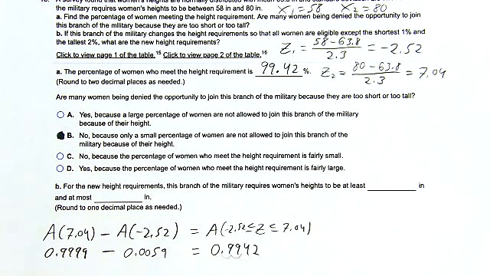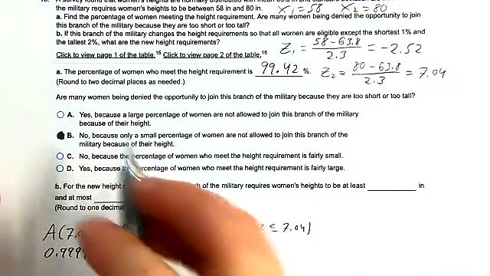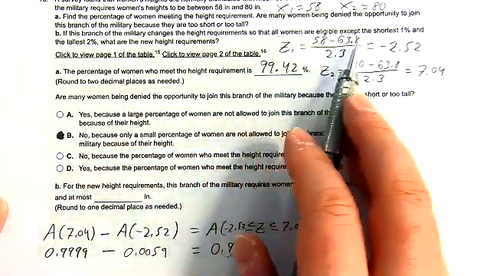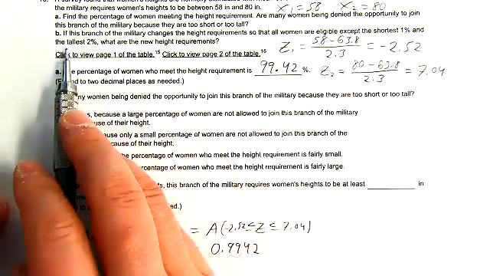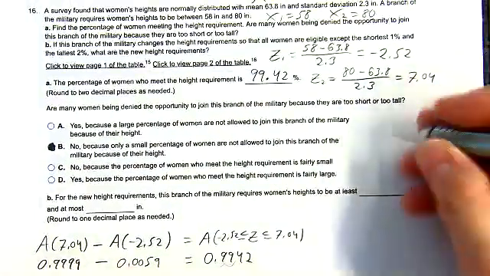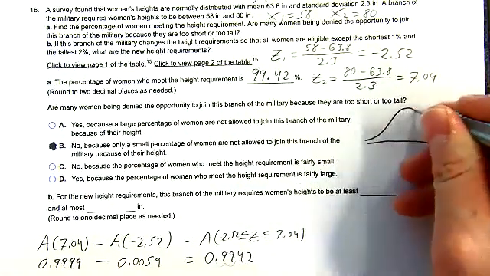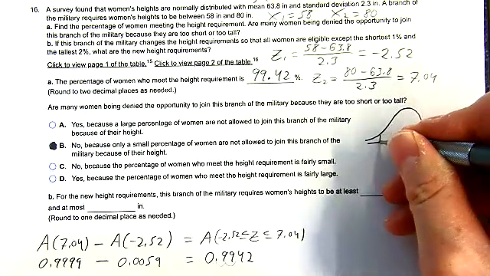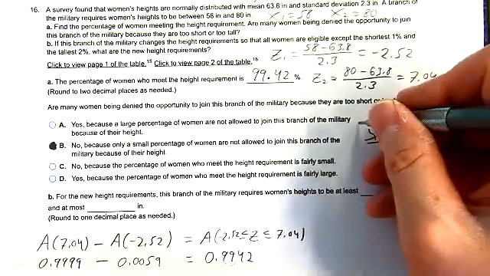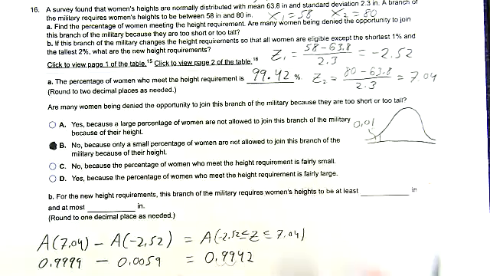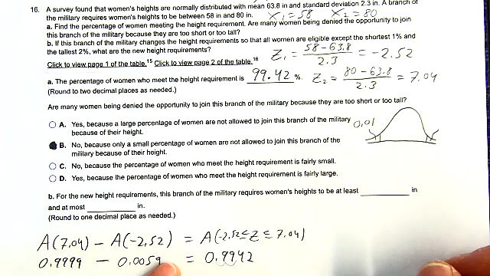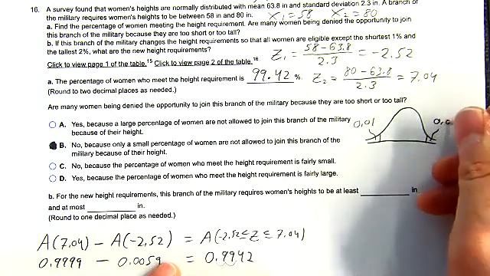Okay, part B says, if this branch of the military changes the height requirements so that all women are eligible except the shortest 1% and the tallest 2%, what are the new height requirements? So now they're saying, okay, we're going to let in everybody except for 1% of the shortest. So that would be over here. And that area then would be 0.01, 1%. Or they're going to restrict 2% of the tallest. So this area here would be 0.02.